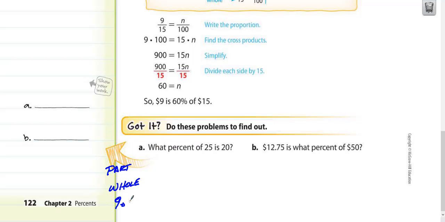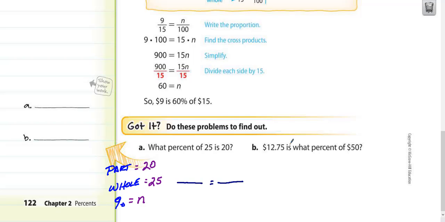What percent? Okay, we know that's the unknown. We'll call it n this time. Of 25 is 20. What part of 25 is 20? So 20 is the part, 25 is the whole. All right, so go ahead. Pause the video, put that one into the percent proportion and solve it, and then come back and we'll check your work.